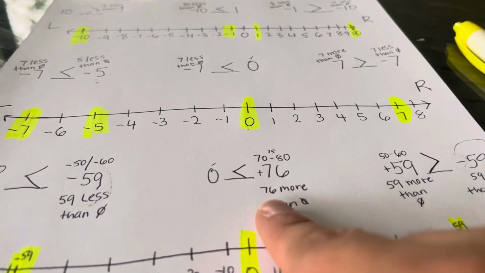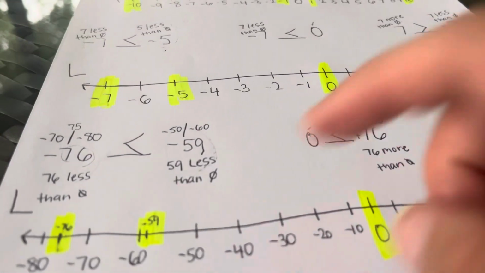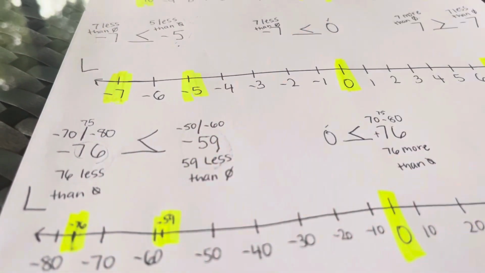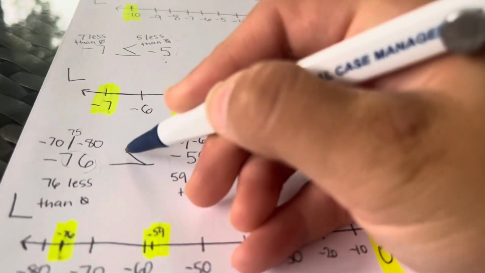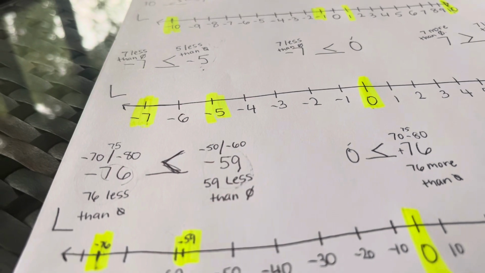And then there's some true false. Like one of them would say that negative 76 is greater than negative 59, and you would select false because negative 59 is actually your bigger number because it's closer to 0. So there's 10 like that.